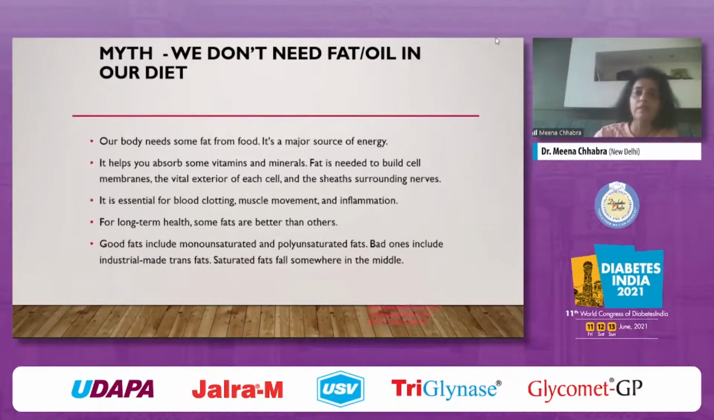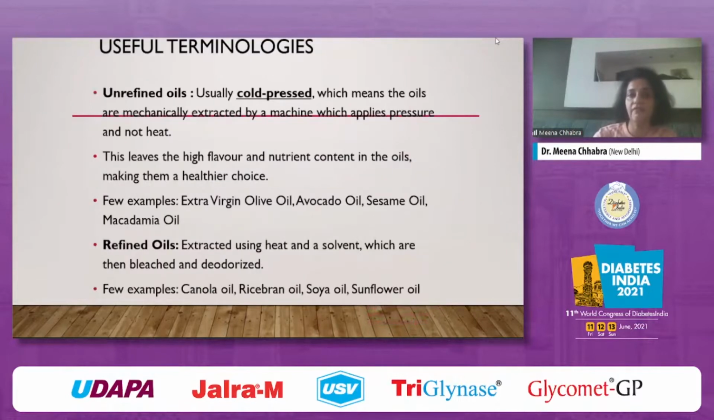Now, what about fats and why do we need them? Of course, fats are important for absorption of fat-soluble vitamins, essential for blood clotting, muscle movement. Good fats are monounsaturated and polyunsaturated. Bad ones are trans fats. And saturated fats, doctors, at the end of the talk, I'd like to clarify, they fall in the middle. So eating a modest amount of saturated fats is now possible after these studies that I will be discussing.